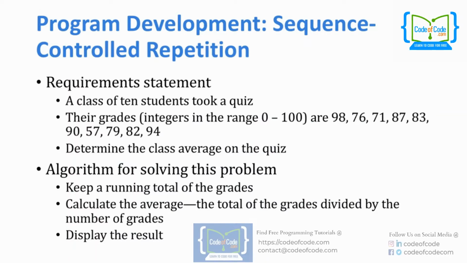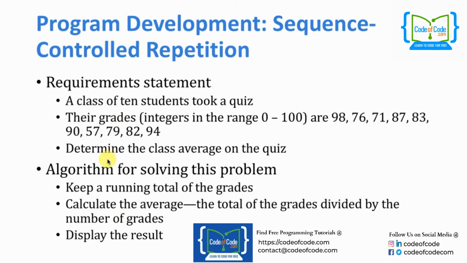Next, let's begin our discussions of program development, and we'll start with what's known as a requirements statement. When you're building an actual application in industry, you're typically going to have some sort of requirements statement that is going to describe what needs to be done, and then from that we would then begin developing an algorithm to solve that problem.